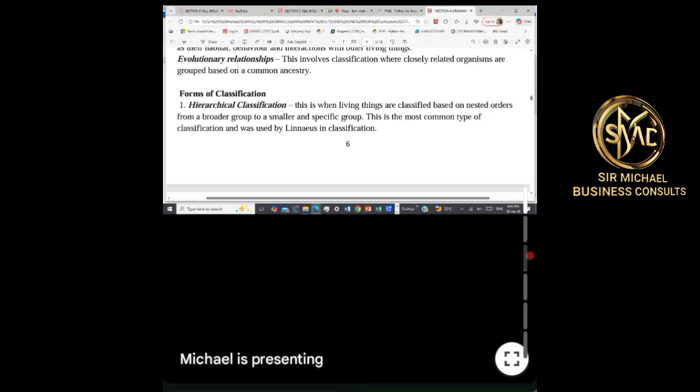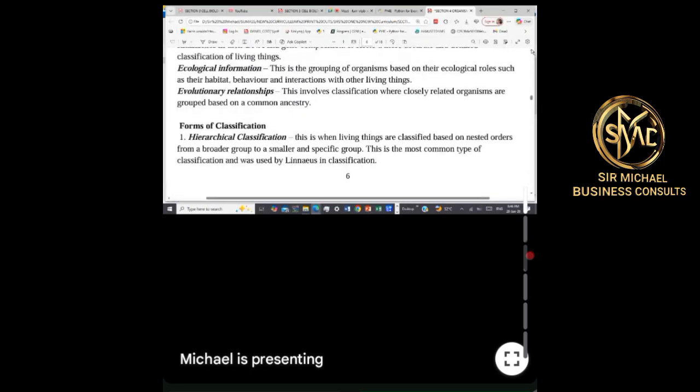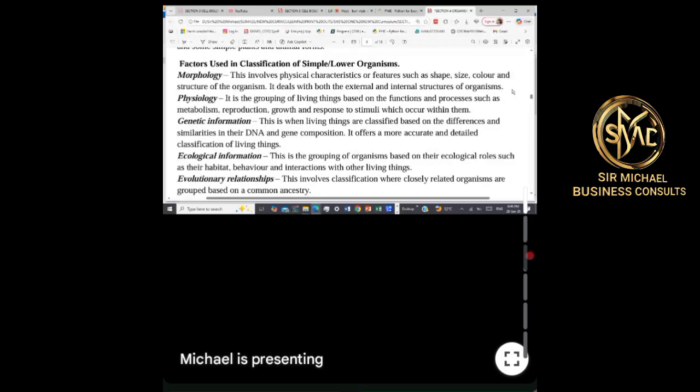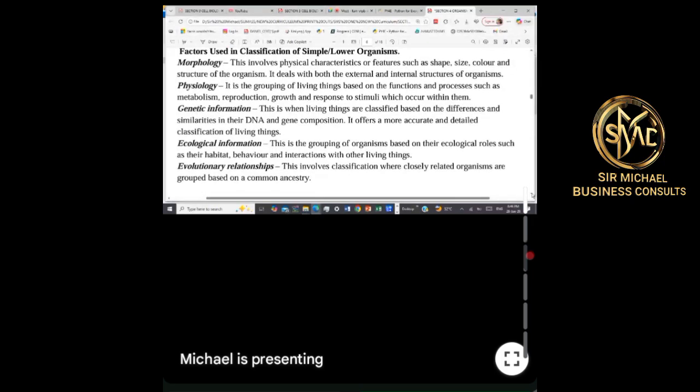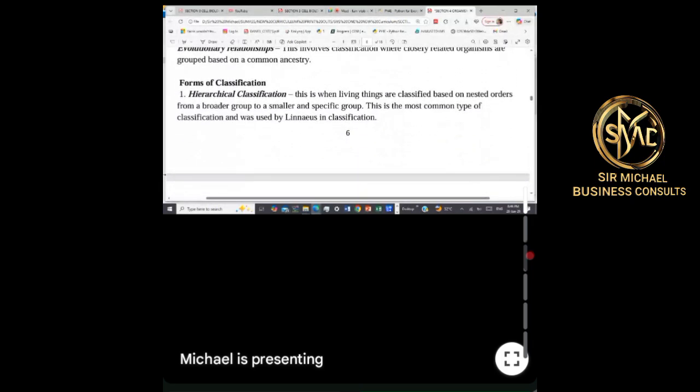Alright, so we have forms of classification. We have looked at morphology and physiology. We can also talk about ecological information, genetics, and the evolutionary relationship. Now we have forms of classification. This is what our main man, Carolus Linnaeus, brought. And hierarchical, from the word hierarchy. So he gave us an arrangement from the superior or highest order to the lowest order.